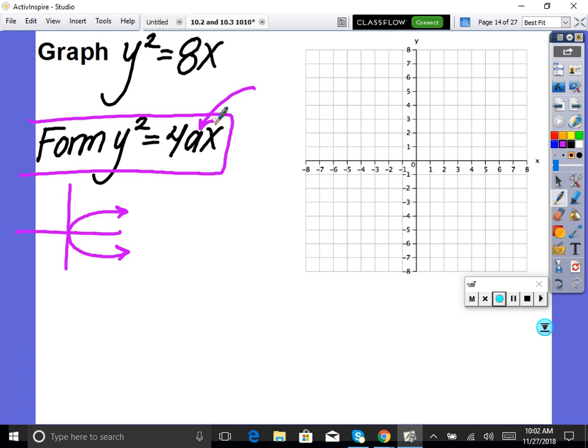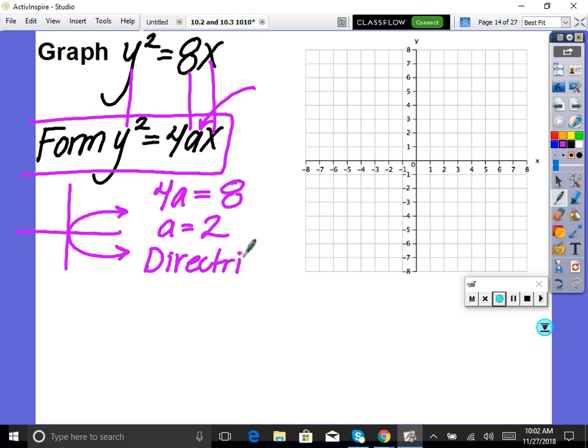All right, so now let's solve for a, because a is our directrix. That's our first step. So set up your true statement. Y squareds match up. X's match up. So the true statement is 4a equals 8. Therefore, a equals 2. But once again, take it with a grain of salt. You're going to say the directrix is actually not at positive 2. Isn't it at negative 2? Because of what the graph looks like. So you're going to say my directrix is actually at x equals negative 2.